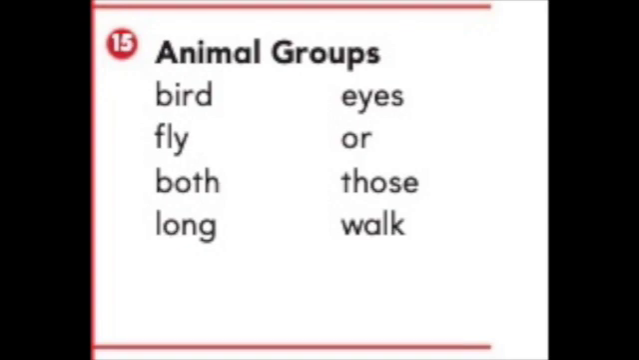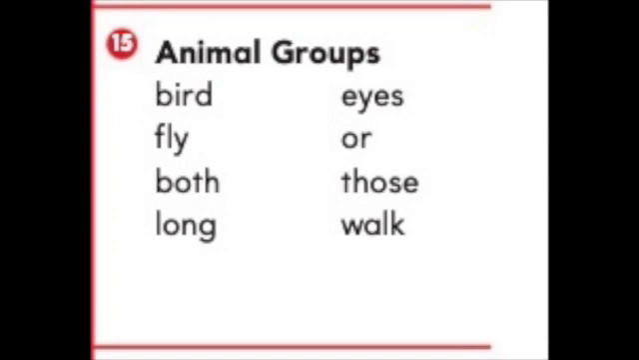The next word is long. Long is something that doesn't mean short, it's the opposite of short. So if we had a piece of string and it was short, it would not be very long, it would just be a small piece. But if we had a long piece of string, it would be plenty big. It would be much bigger than a small string. So some things are long in animals.